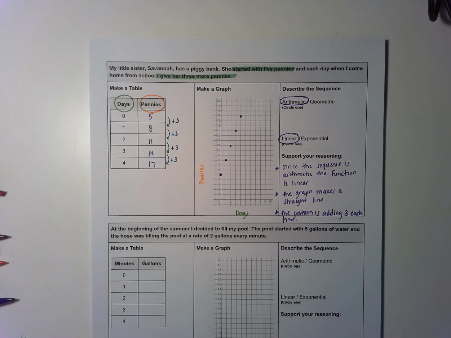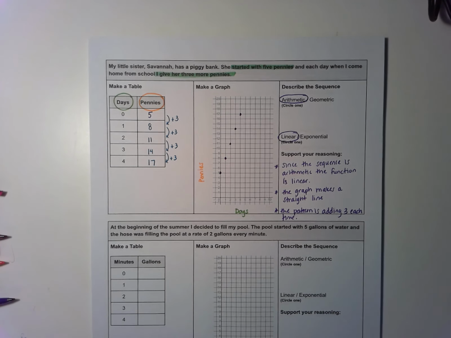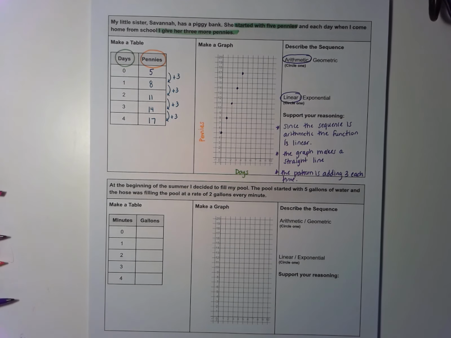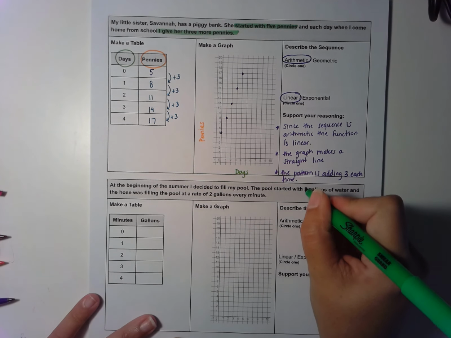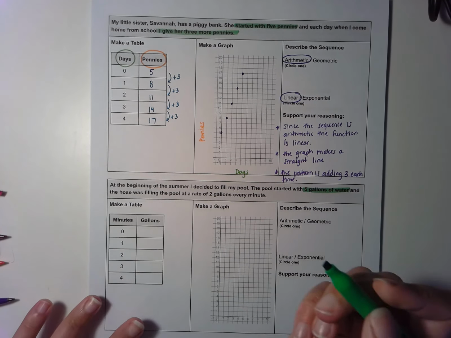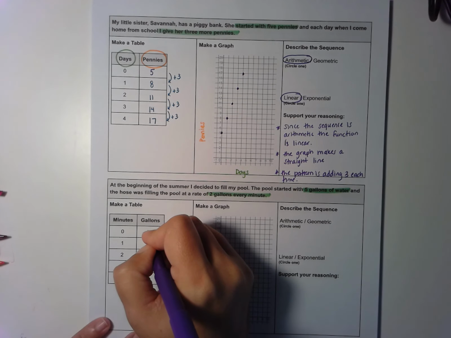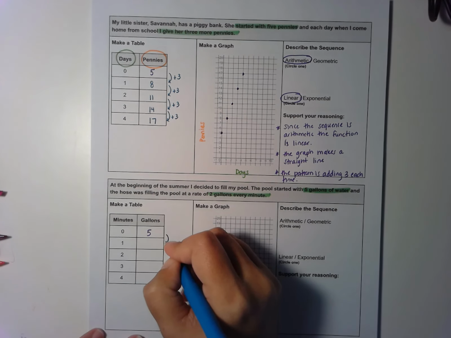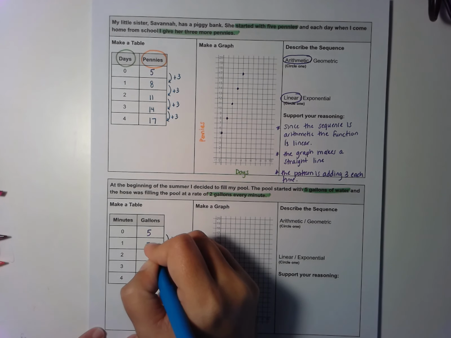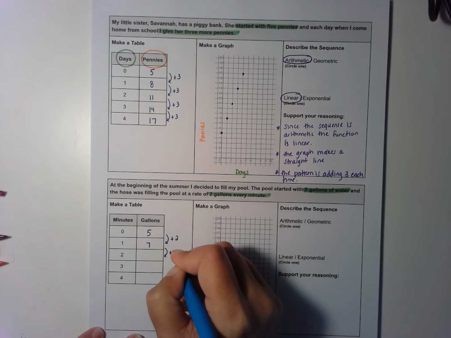For the next problem, it says, at the beginning of the summer, I decided to fill my pool. The pool started with 5 gallons of water, and the hose was filling the pool at a rate of 2 gallons every minute. Now, in this story, it says the pool started with 5 gallons of water, and the hose was filling the pool at a rate of 2 gallons every minute. So just like before, the 5 gallons of water is going to be my starting value.